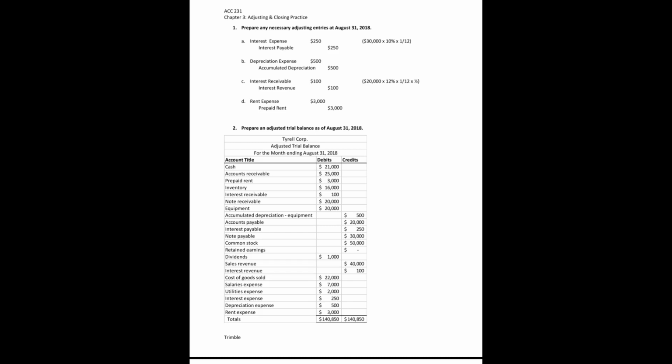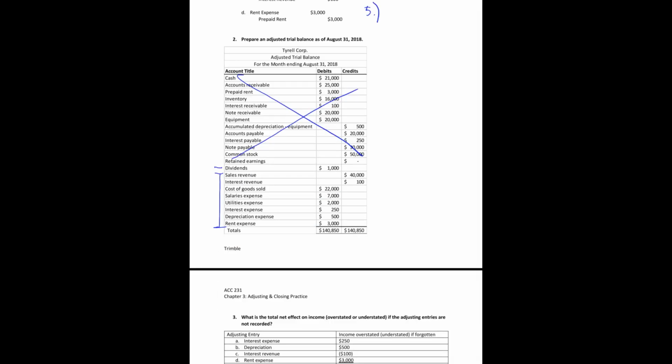So we know that everything on the balance sheet is going to be a real account. Let's draw a line at the end of the equity accounts here. We know that these guys are never in closing, so you should never have any of the balance sheet accounts in your closing entry. Your dividends or your statement of retained earnings should be closed, as should all of your income statement accounts.